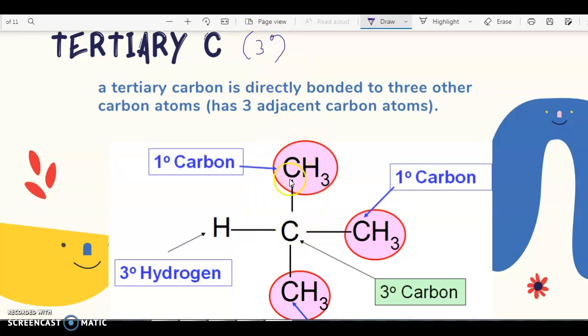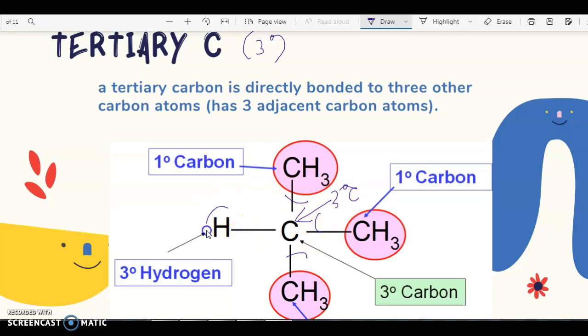So, structure given here. So, ada total 1, 2, 3, 4 carbon total. So, kita ada 3 carbon yang CH3. So, automatic ini akan jadi primary carbon, primary carbon, primary carbon. While for this carbon here, it is only bonded to 1 hydrogen. Another 3 is carbon. So, ada 3 carbon dia bonded to. So, it is tertiary carbon. So, dah bond dengan 3 carbon, another one must be dengan hydrogen.